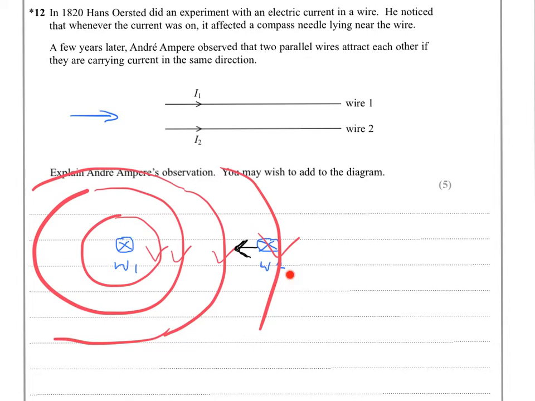So you need to explain that wire 2 is in the field of wire 1. Wire 1 produces a magnetic field, that's what this experiment was telling us about. Wire 2 is in that magnetic field. We know the direction from the right-hand grip rule gives us this idea of it being down at this point. We know that this current is flowing away from us, and when we apply the left-hand rule then to that, we get a force pointing this way towards the other wire, which is why they attract.